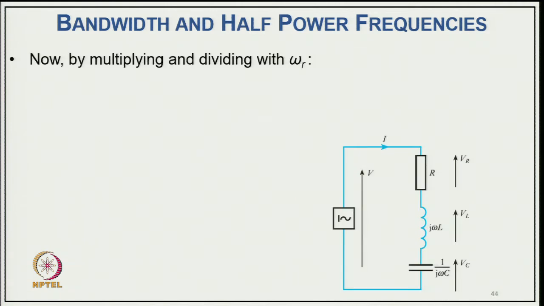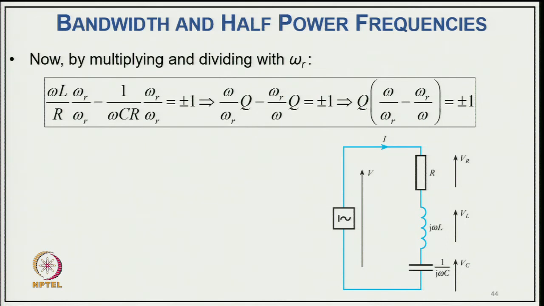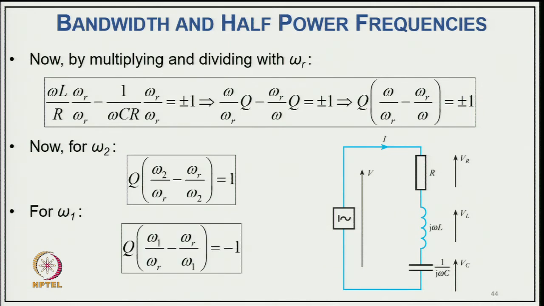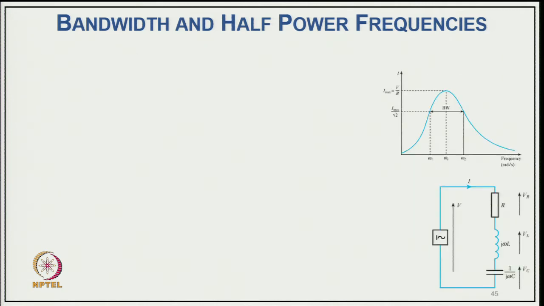Now, multiplying and dividing by omega R, we get omega L upon R into omega R upon omega R, minus 1 upon omega C R into omega R upon omega R, equal to plus or minus 1. We can say Q into (omega upon omega R) minus Q into (omega R upon omega) equal to plus or minus 1. That gives Q(omega upon omega R minus omega R upon omega) equal to plus or minus 1. For omega 2, Q(omega 2 upon omega R minus omega R upon omega 2) equals 1, and for omega 1 it is the same relation, Q(omega 1 upon omega R minus omega R upon omega 1) equals minus 1.